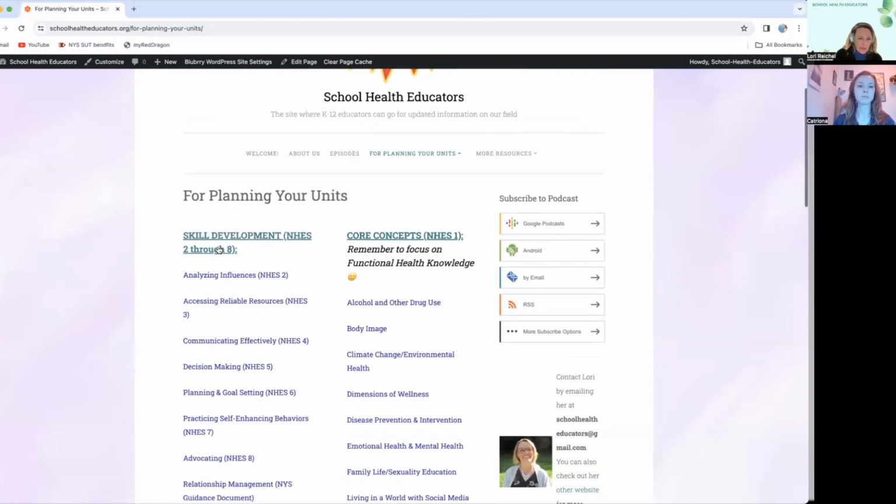So under the main page, as well as under the additional page underneath for planning your units, you see skills, NHES 2 to 8. So that is how that's broken down. And then Catriona put together core concepts or functional health knowledge resources, and that refers to the National Health Education Standard number 1.